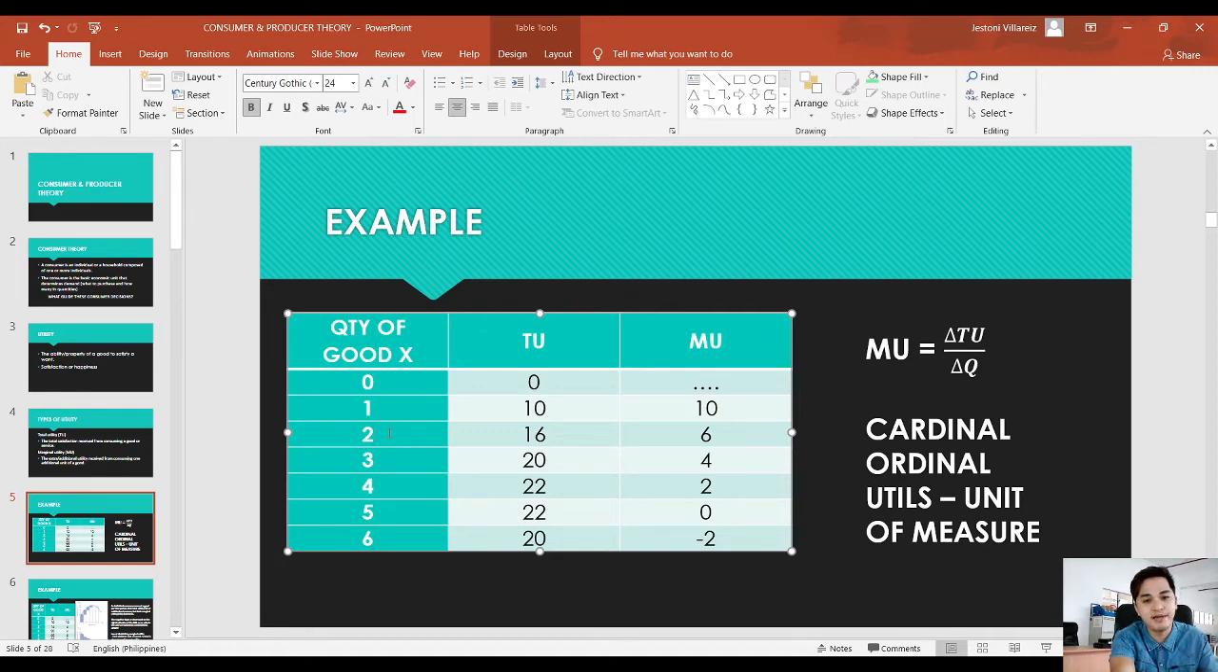So that's 2 burgers now. For consuming 2 burgers, your total utility increases from 10 to 16. However, since eating the first burger already satisfied your cravings, the additional burger you ate will give you lesser satisfaction, from 10 to 6. So this is marginal satisfaction, meaning the additional unit of good consumed brings an additional level of utility, which is 6.